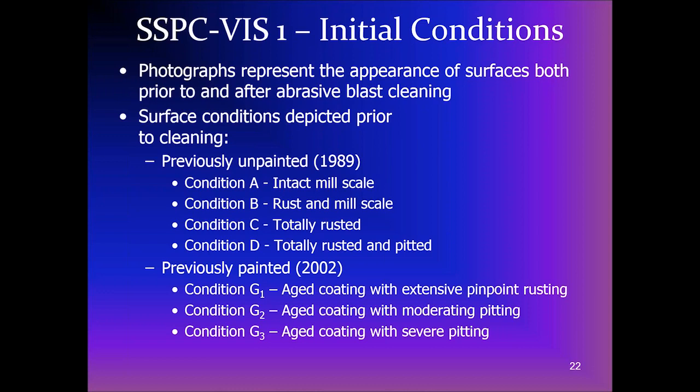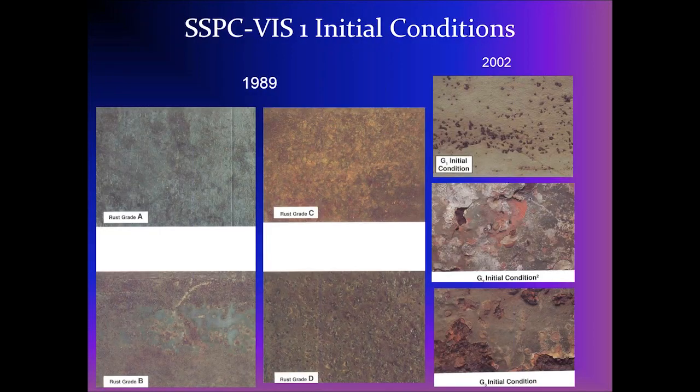In 2002, previously painted was added, and you've got condition G1, aged coating with extensive pinpoint rusting, G2, aged coating with moderate pitting, and G3, aged coating with severe pitting, again showing the grades of cleaning over that with SP14 added to it. So here are the initial conditions.